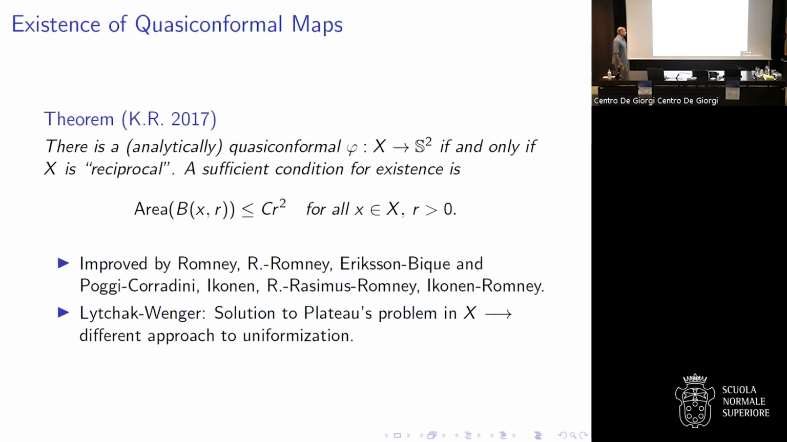Lytchak and Wenger also applied the general theory of solution to Plateau's problem. In the two-dimensional case, it gives another approach to the uniformization problem. In particular, it gives another proof for the Bonk-Kleiner theorem by using minimal surfaces, as well as my theorem, which again is another approach.